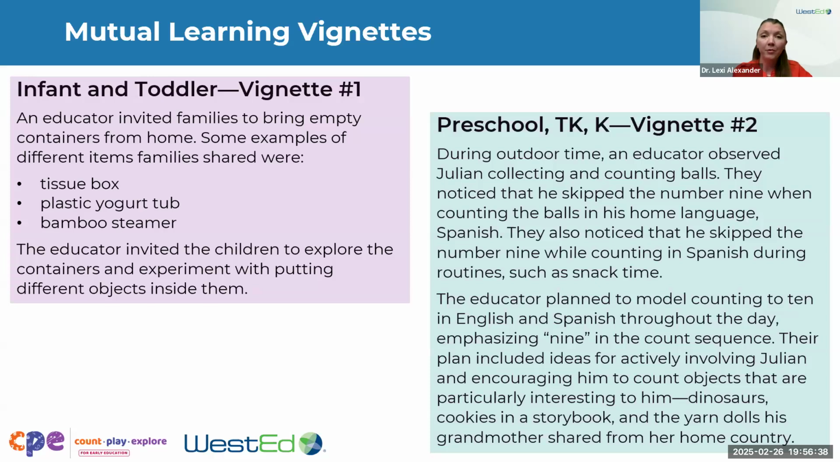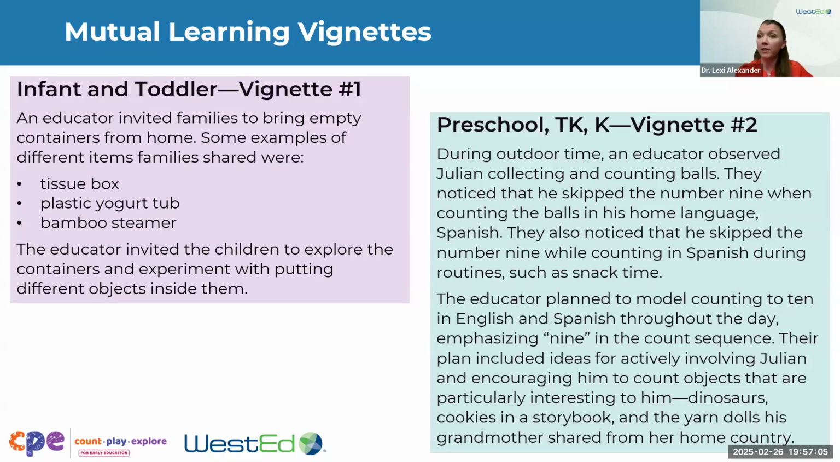Let's go over to our preschool TKK vignette. So in this instance, the educator is learning about a child's emerging understandings of counting. And here, through observation, is the way that the educators learned this, right? They're observing the child while they're outside collecting balls, and notice that he keeps skipping the number 9. And in this instance, he's counting in his home language, which is Spanish.